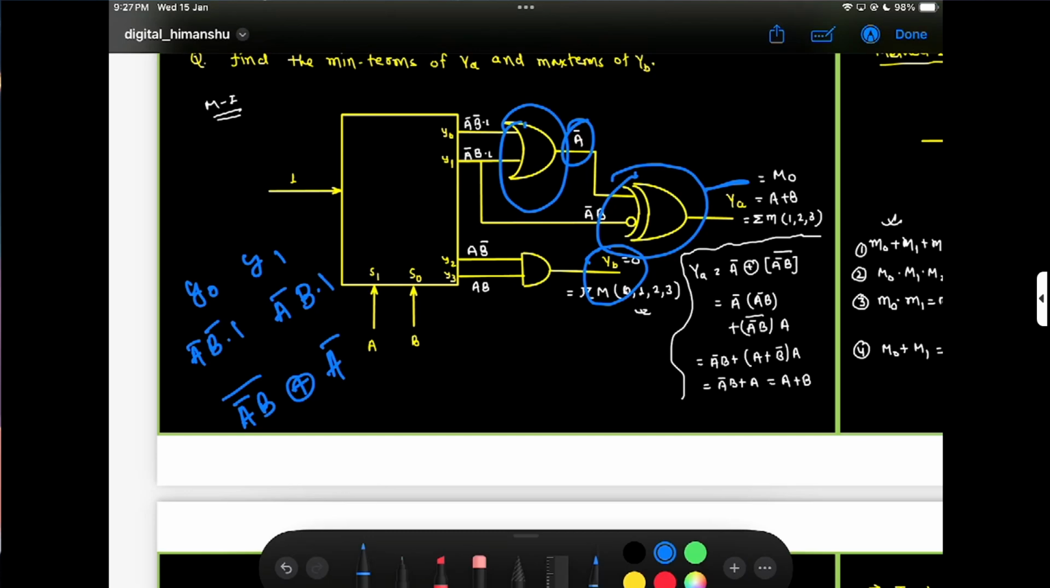Then how do I do the XOR? Suppose I take A bar B XOR A. So what is my output of the XOR? A bar B into A bar, plus A bar B whole bar into A. If it is A bar, then obviously it would be A plus B bar into A.